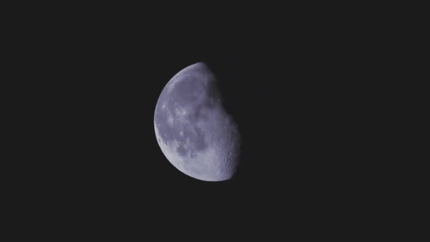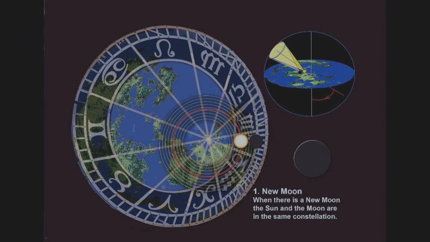Constellation difference, Sun and Moon. There is a relation between the Sun's and Moon's constellation difference and the phase of the Moon like this. New Moon. When there is a new Moon, the Sun and the Moon are in the same constellation.